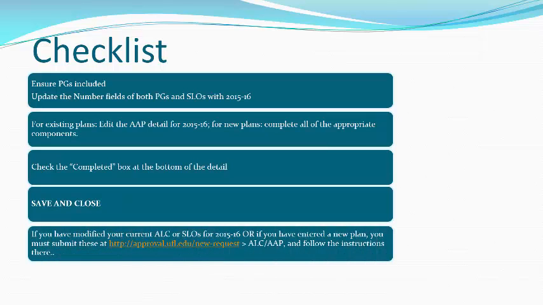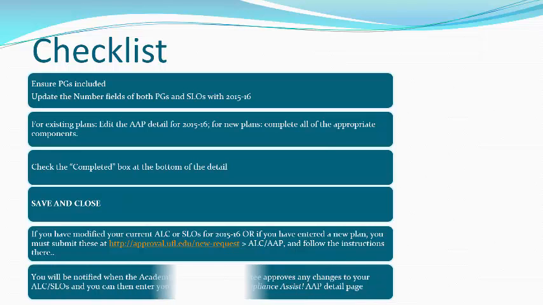Okay? If you have modified your current ALC, or Academic Learning Compact, for undergraduate programs, or your student learning outcomes for all programs for 2015-16, or if you've entered a new plan, you have to submit these at the web address that is located here, and you go to the ALC-AAP tab on that website and follow the instructions. They're very clear. Finally, you'll be notified when the Academic Assessment Committee approves any changes to your ALCs and SLOs, and then you can enter your changes into the Compliance Assist AP detail page.